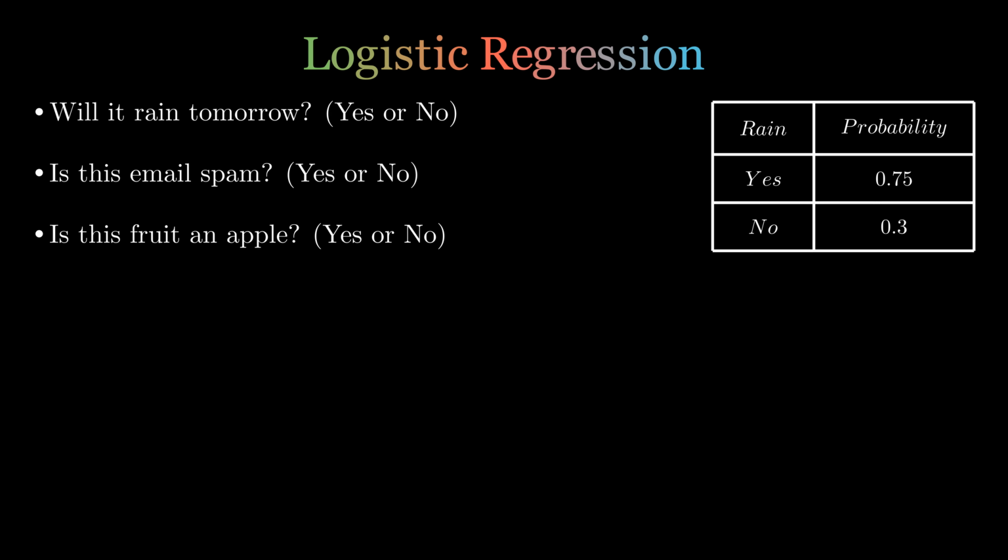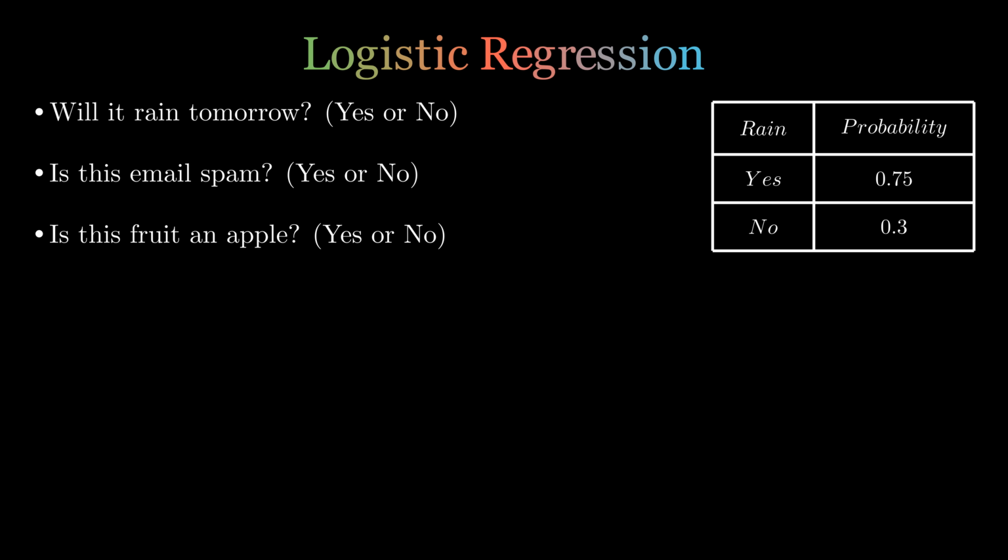Now, let's visualize how logistic regression works. Imagine it provides a probability for each possible outcome. For instance, here's a scenario about predicting rain tomorrow. The probability that it rains might be 0.75, and the probability that it doesn't rain might be 0.3.